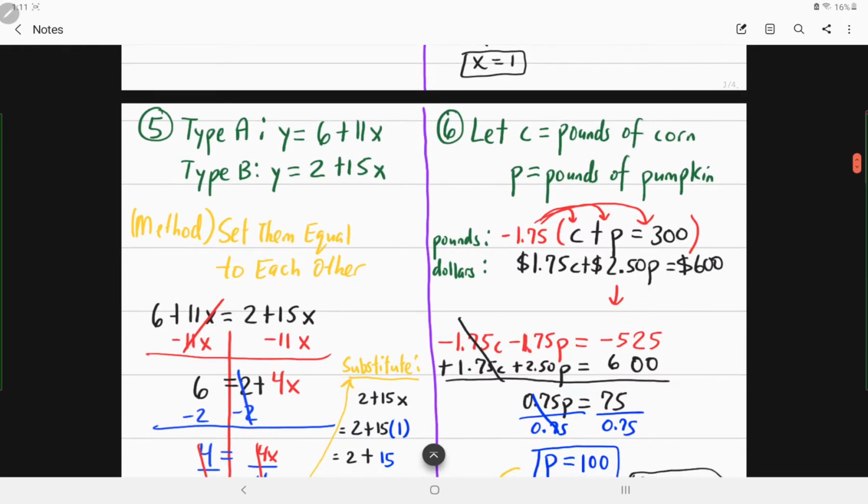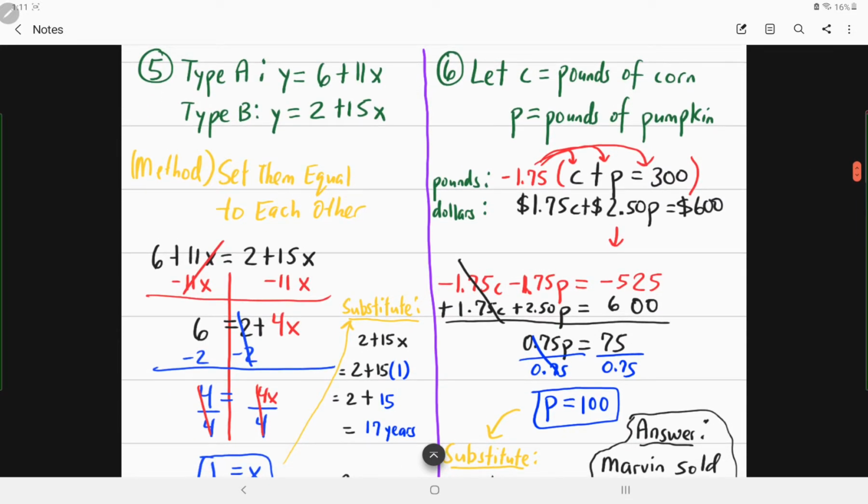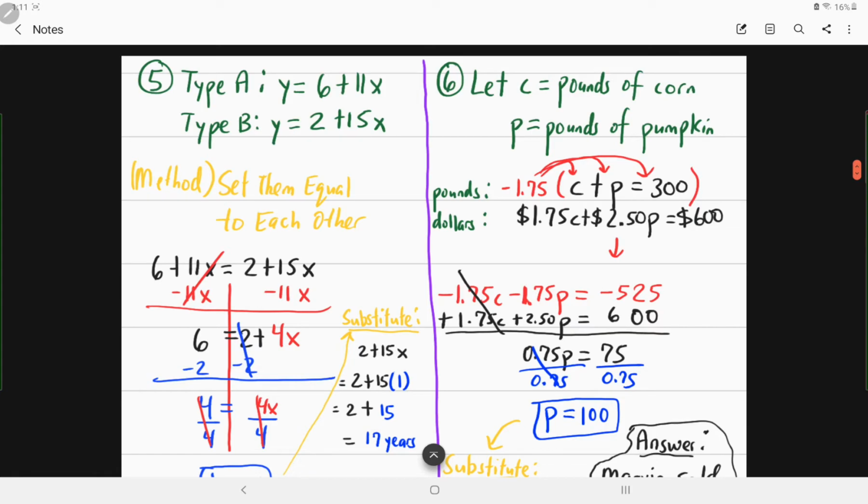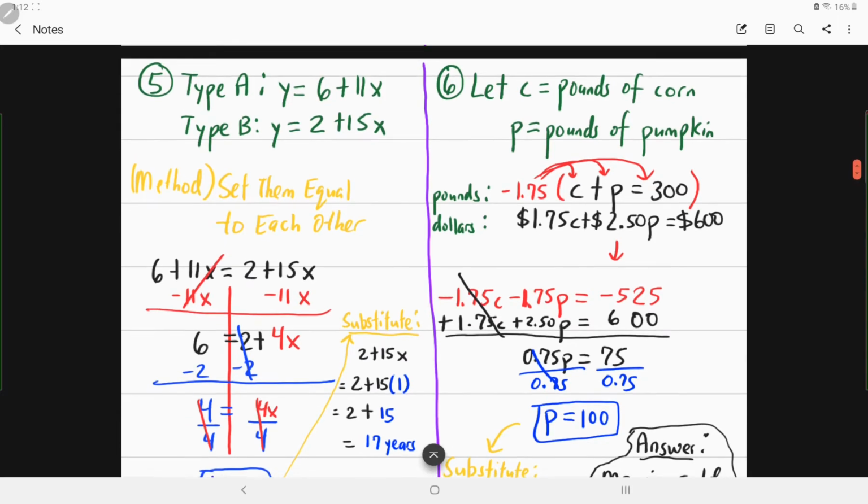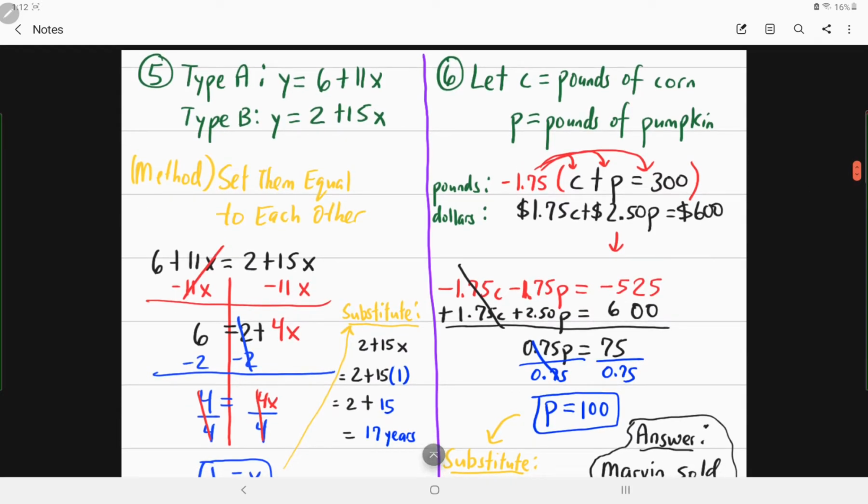All right, let's go down to the next section. We have numbers 5 and 6. So number 5, you have a word problem here with two different types of trees, type A and type B. What you want to do is take the information to write two equations. So it says type A is 6 feet tall and grows at a rate of 11 inches per year. So when you write that equation, it's 6 plus 11x, and you need the variable x because you're not sure how many years this tree is growing. Same idea for type B.